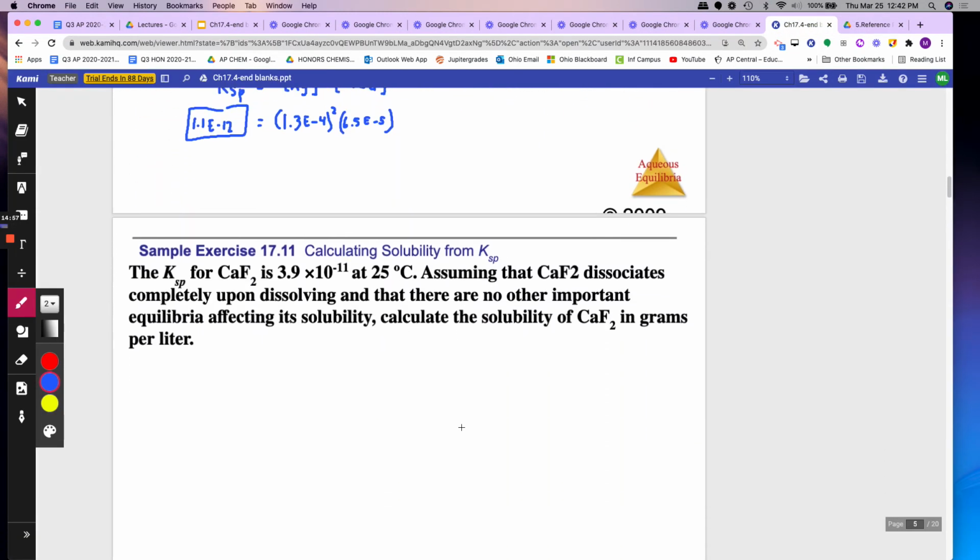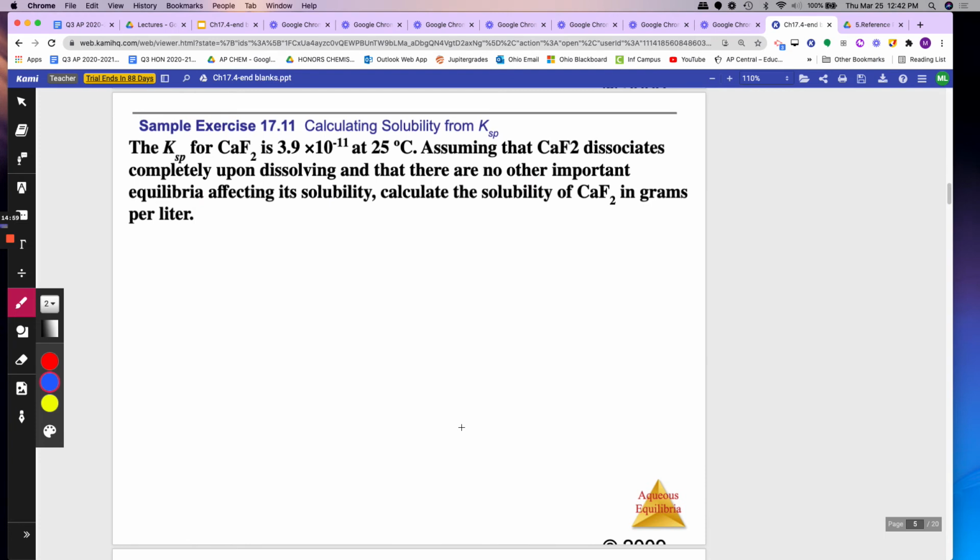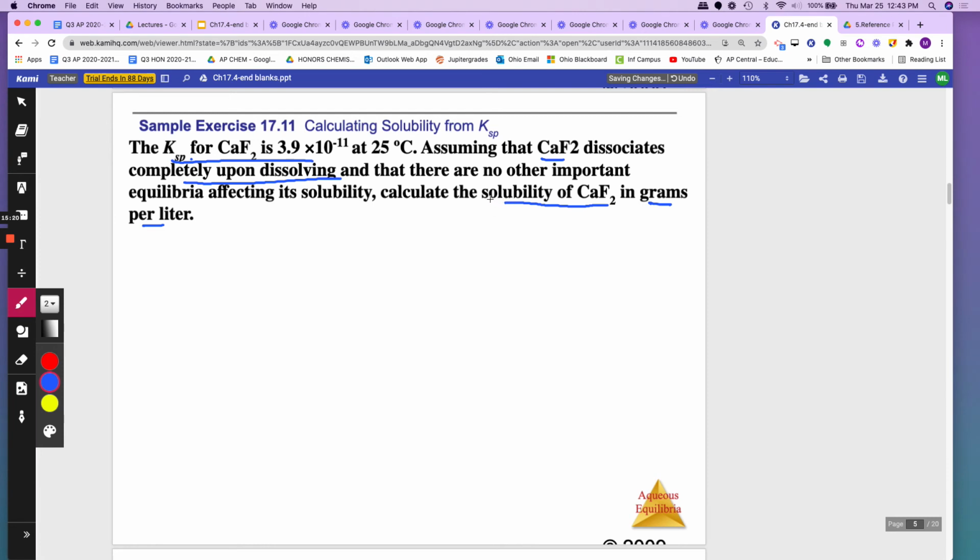Okay? So let's do another example. In this problem, they're giving you Ksp, okay, right here, for CaF2. Assuming that CaF2 dissociates completely upon dissolving, there are no other important equilibria affecting solubility, calculate the solubility of CaF2, okay, in grams per liter. Okay, so what they want when they're asking for the solubility, they want the brackets now.